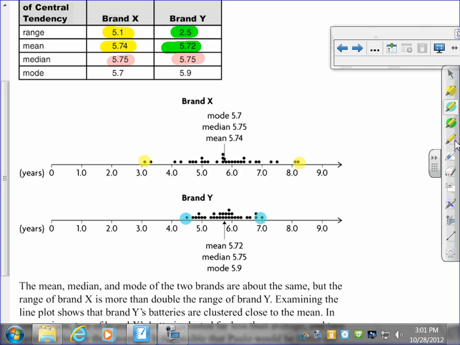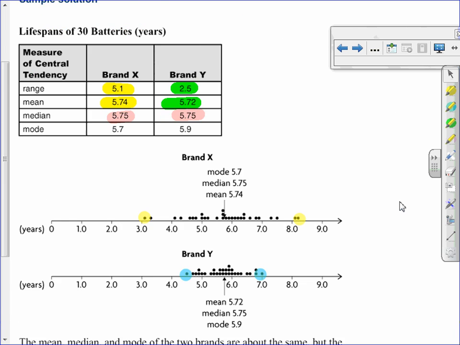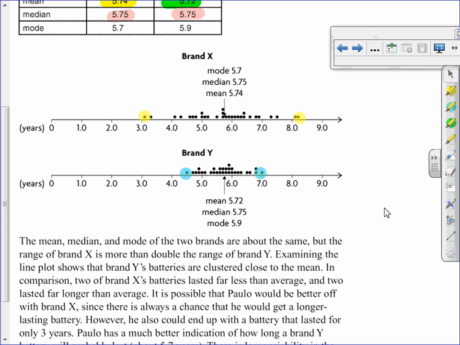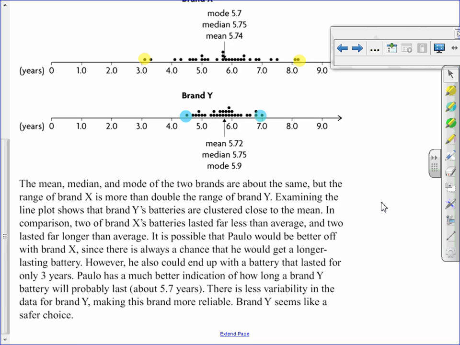Now some of you might be gamblers and say, well, I might get the one that lasts 8 years. But statistically speaking, I think you'd be taking a larger risk than necessary. And really what we're talking about here when we're looking at this data is the dispersion of the data, how it's arranged on the line plot. It kind of gives us a good picture of whether the mode, the median, and the mean tell us enough information, or if it's the cluster of data that really helps us.